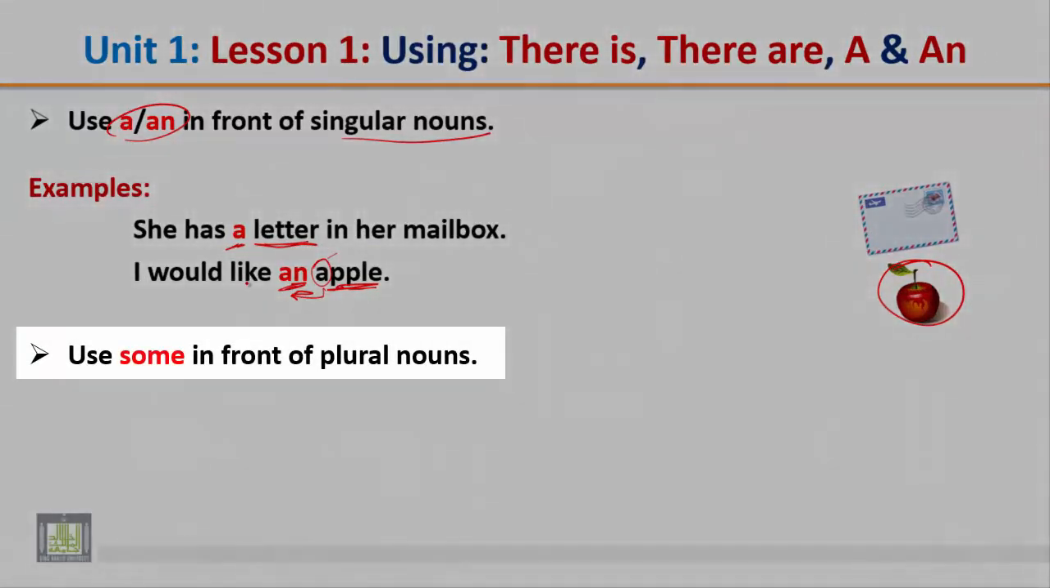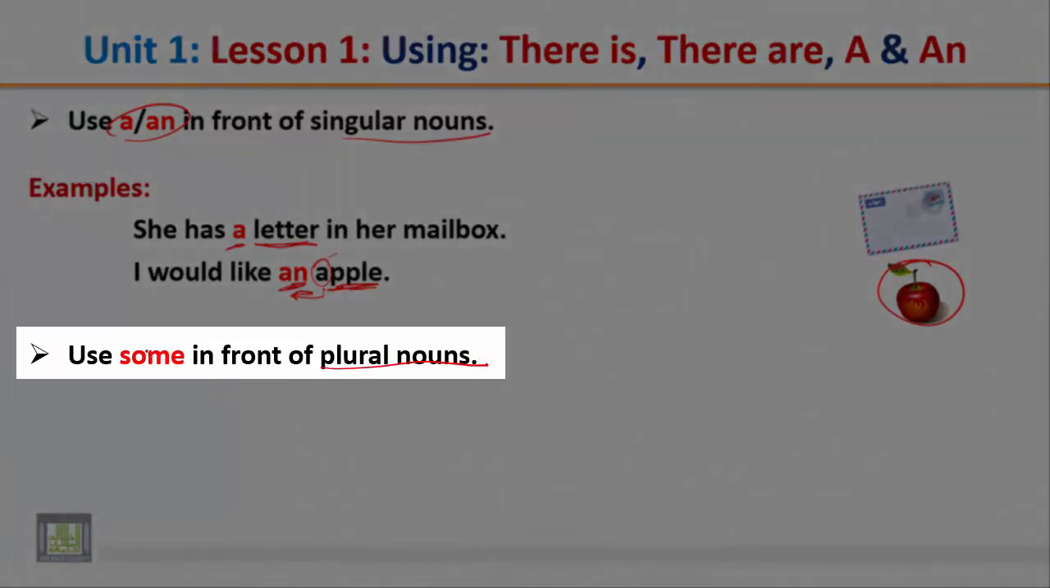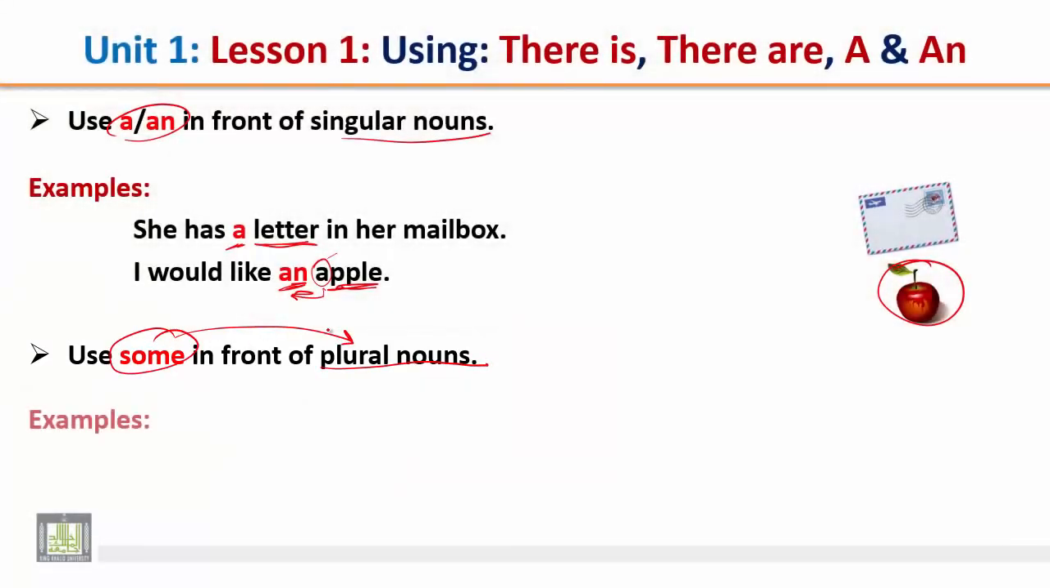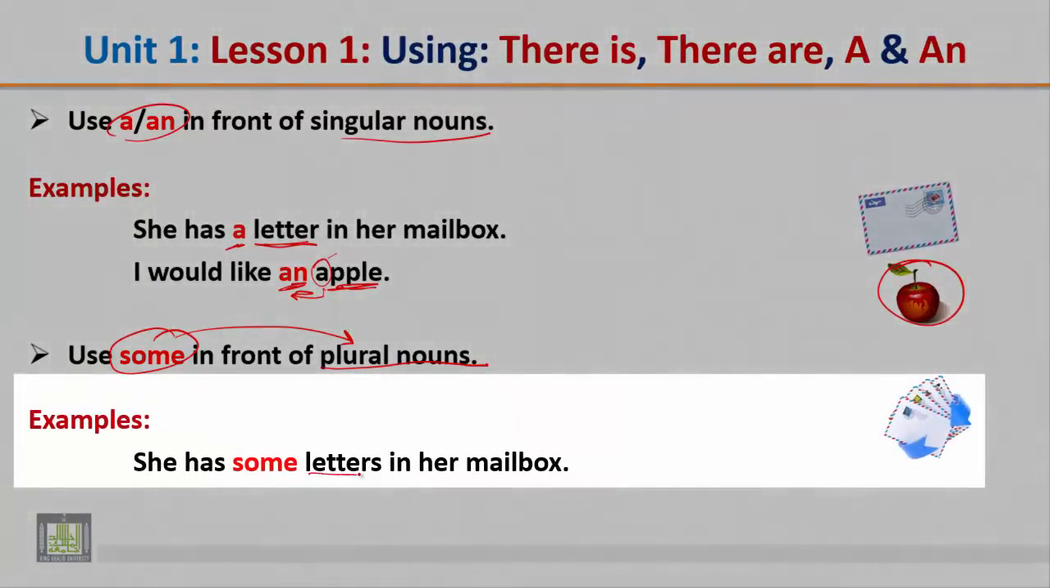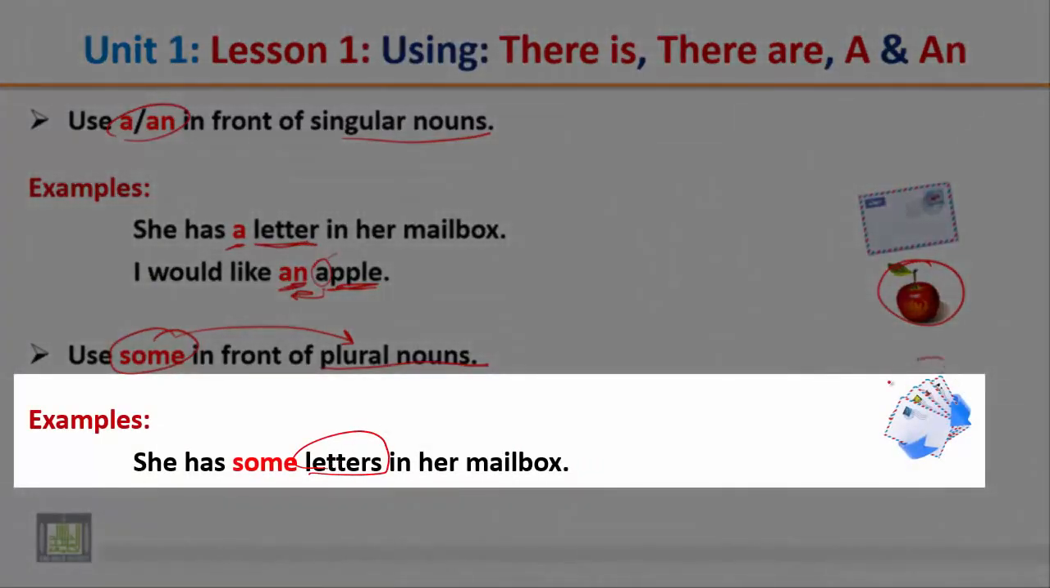Use some in front of plural nouns. We use the word some with plural nouns. Examples: she has some letters, not one but some. You see, we have some letters, 1, 2, 3, 4. We say some letters. Can we say a letters? No, we cannot, because the word letters is a plural noun. It is not singular. We use a only with singular.